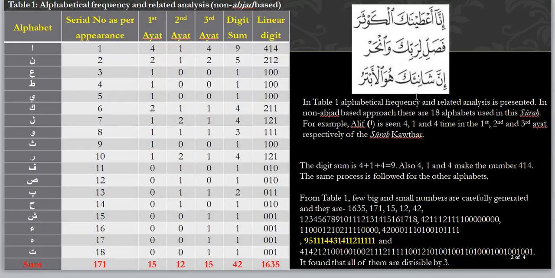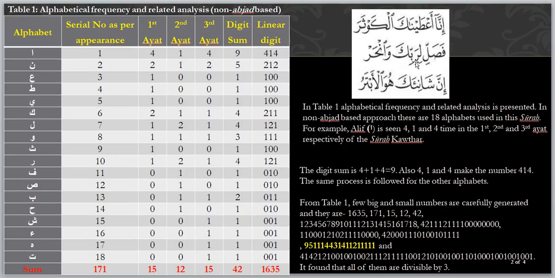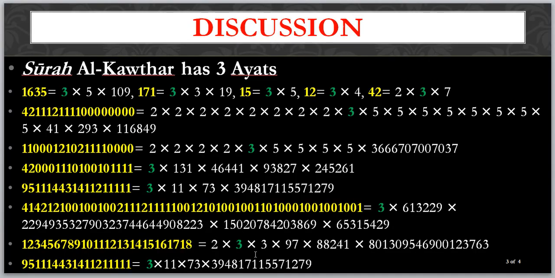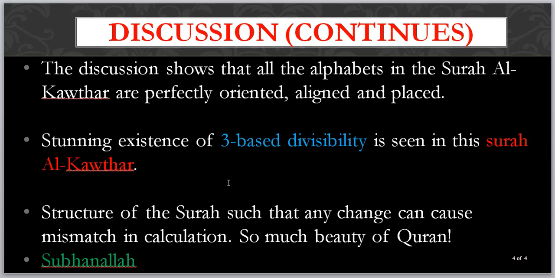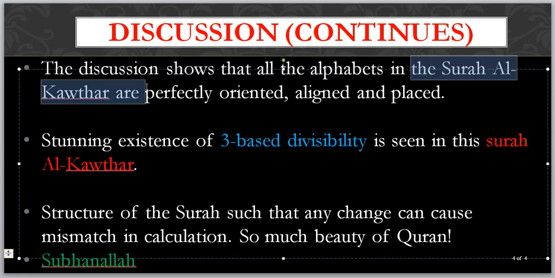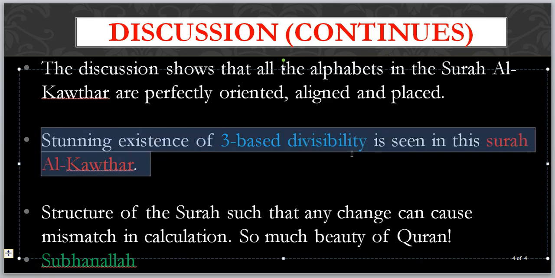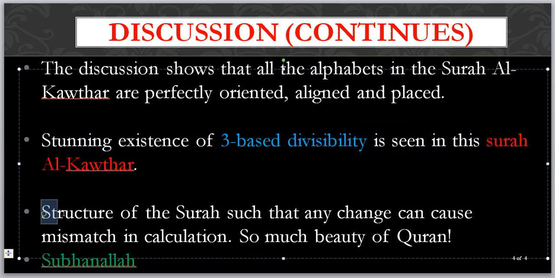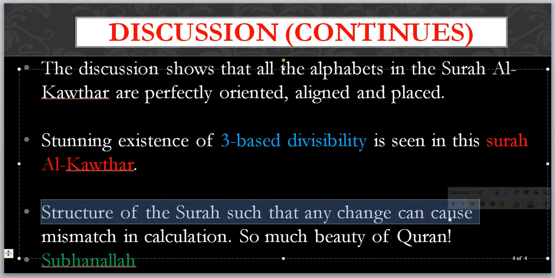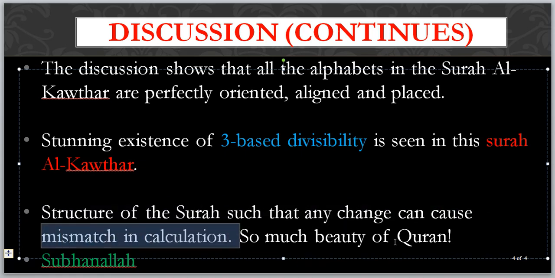Because if anyone just replaces a harf, or makes any kind of rearrangement of these values, this similarity cannot be shown anyway. So it can be said that in Surah Al-Kawthar, all the alphabets are placed perfectly oriented, aligned, and placed. Stunning existence of three-based divisibility is seen in this Surah Al-Kawthar. The structure of the surah is such that any change can cause a mismatch in calculation. So much beauty of Quran.